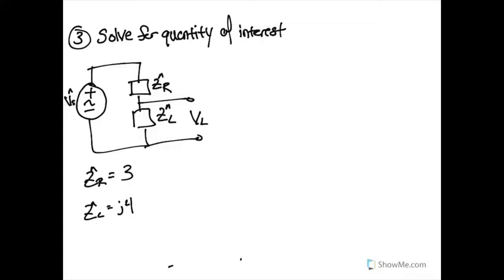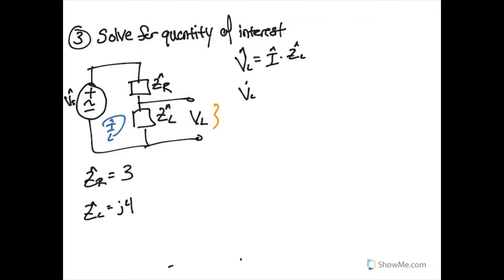Now that we have our circuit entirely transformed into the phasor domain, we can apply circuit techniques that we've used before to find whatever quantity of interest that we want. In this particular example, we are interested in the voltage across the inductor component. There's a couple ways that we could go about this. We could do some sort of loop analysis and find the current that's flowing through the circuit. One way to do that would be to find the current and multiply it by the impedance of the inductor.